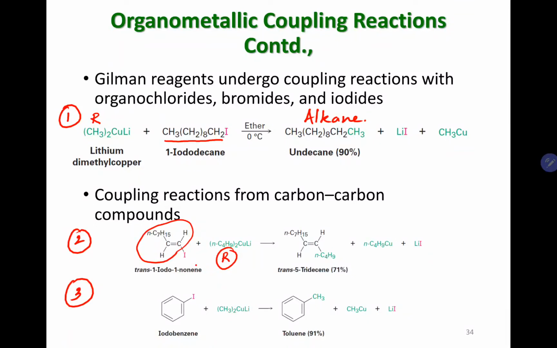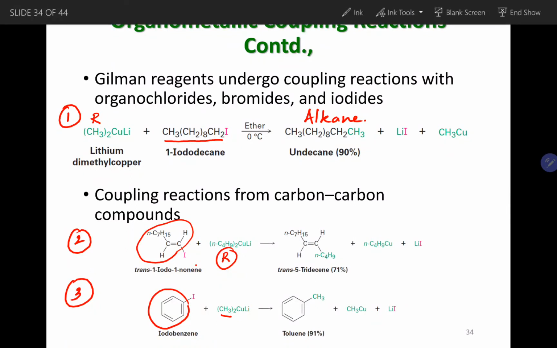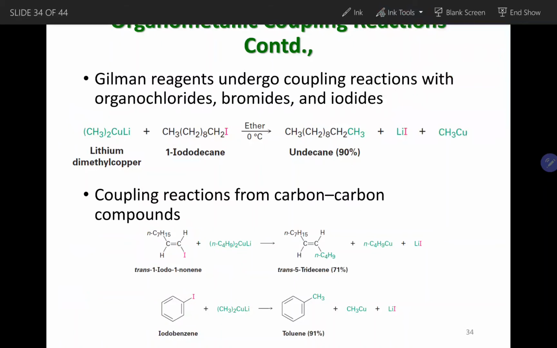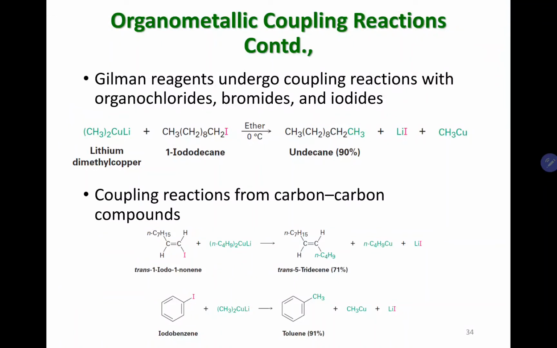And also in the third reaction, halobenzenes can be coupled to Gilman reagents. Basically, the benzene from the halobenzene will be coupled to an R group from the Gilman reagent. Here, the benzene is coupled to a CH3 group, giving you a toluene. These three reactions are actually very unique to Gilman reagents.